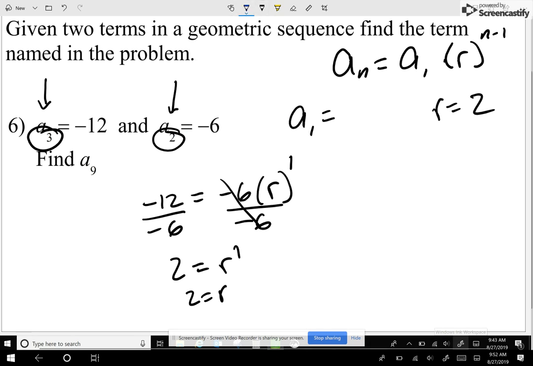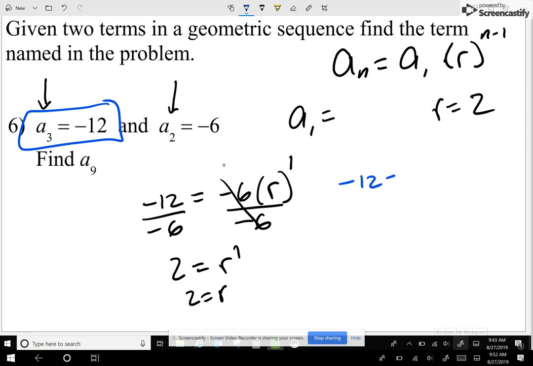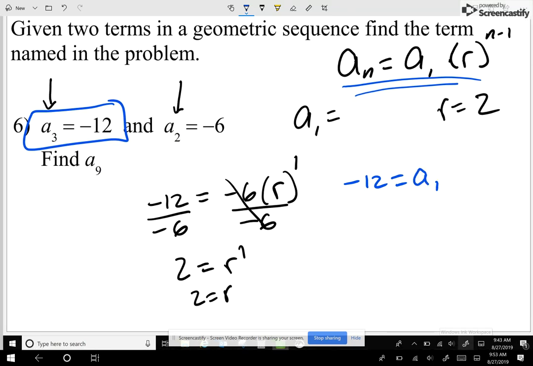Now, for me to find a sub 1, I don't have it. One way I'm going to find a sub 1, I'm going to use any of these numbers. Let me use a sub 3. I can use whichever one I want. I'm going to use a sub 3 just to choose one. So negative 12. Keep in mind I'm using a sub 3. So from the first formula, I've already said n equals 1. I mean n equals 3. So negative 12 equals, I don't know what my first number is, so a sub 1 times 2, because that's the rate, to the 2.